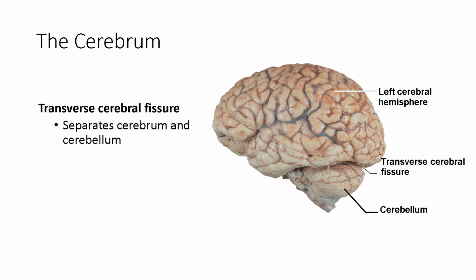The cerebrum is separated from the cerebellum, or the little brain, by another fissure. This is called the transverse cerebral fissure.